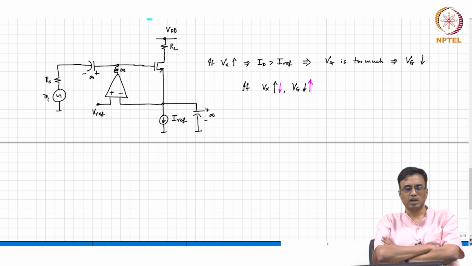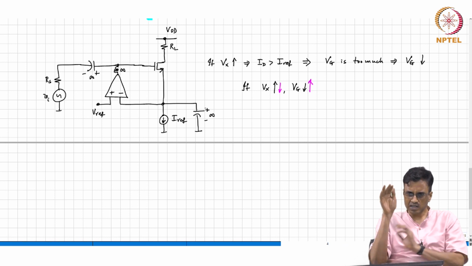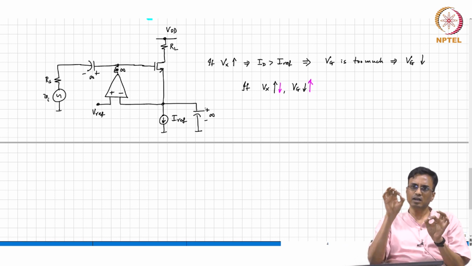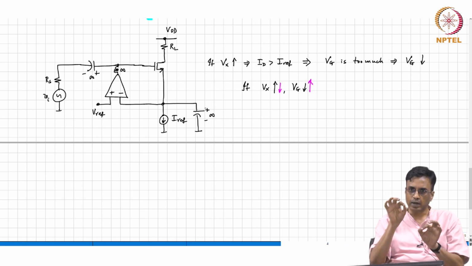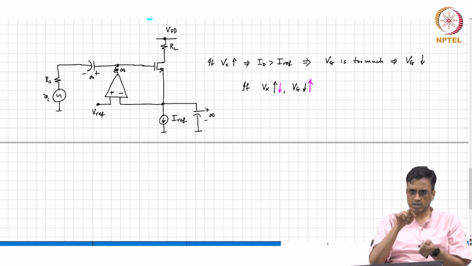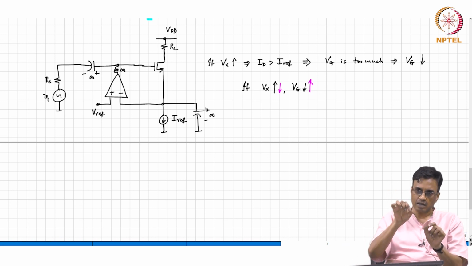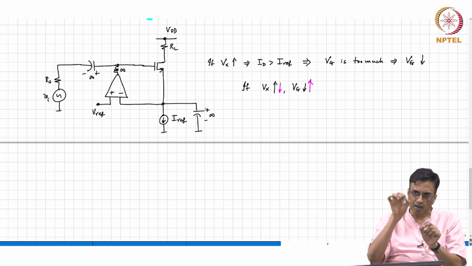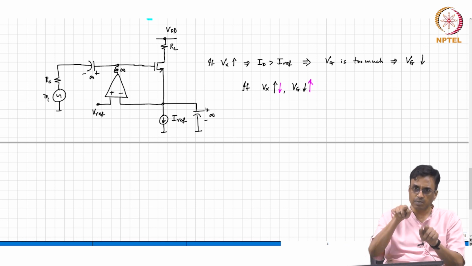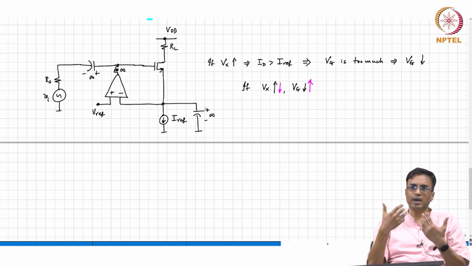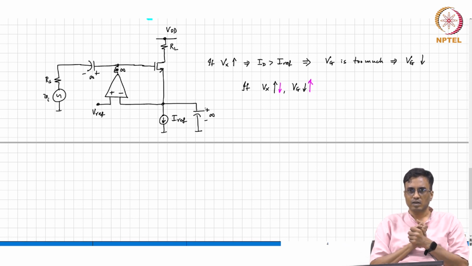What is the input impedance of a voltage controlled current source? Voltage controlled means what? It is measuring a voltage and creating a current which is proportional to this voltage. So when you want to measure a voltage, what is the idea? You don't want to disturb the voltage that you are measuring, isn't it? So if you don't want to disturb the voltage that you are measuring, what comment can you make about the input resistance of your voltage controlled current source?